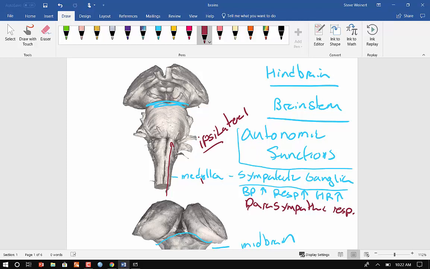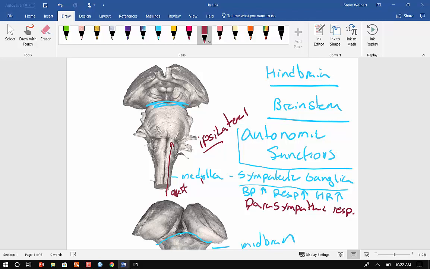Ipsa means same. Lateral means side. Ipsilateral. So the information on the left side goes where? Up the left side. It does go to the right eventually, but not yet. So the medulla really is just a fancy part of your spinal cord. It's no different. Your entire spinal cord is ipsilateral.